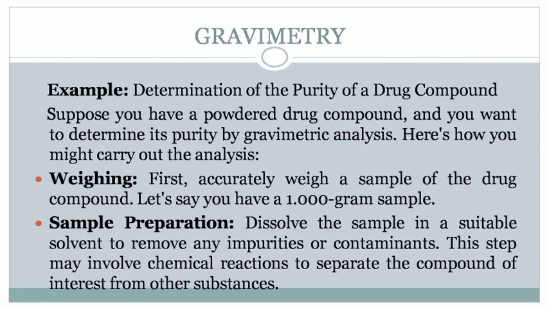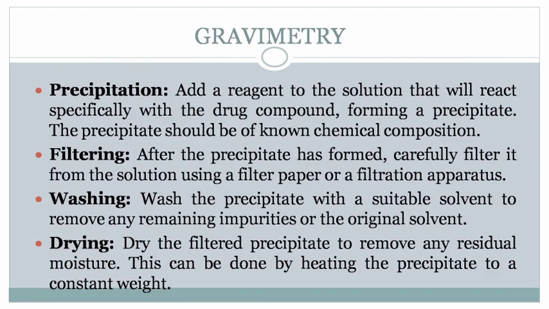Second, sample preparation. Dissolve the sample in a suitable solvent to remove any impurities or contaminants. This step may involve chemical reactions to separate the compound of interest from other substances. Third, precipitation. Add a reagent to the solution that will react specifically with the drug compound, forming a precipitate. The precipitate should be of known chemical composition.